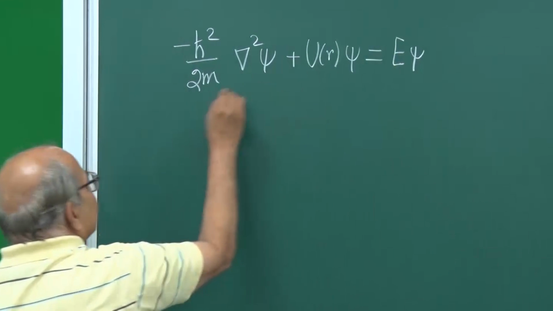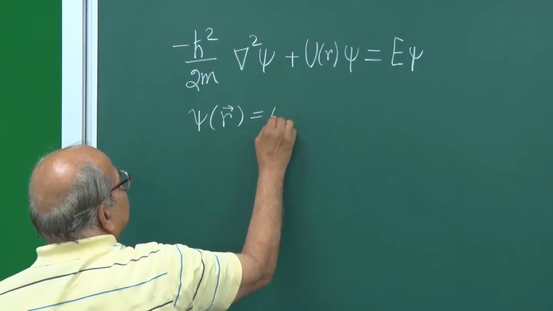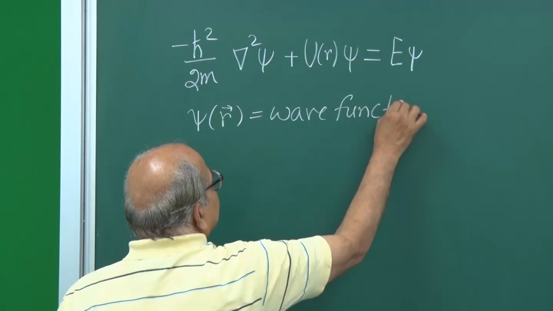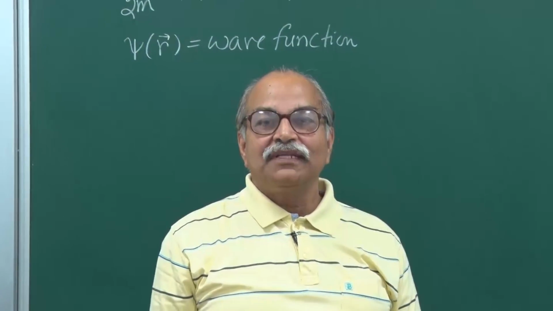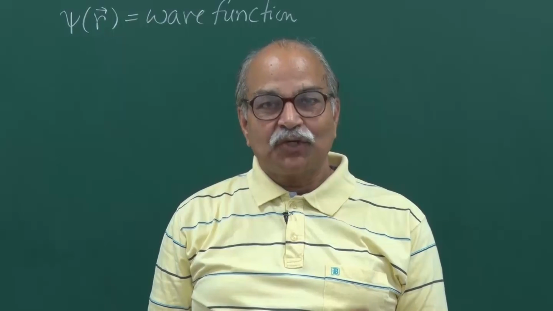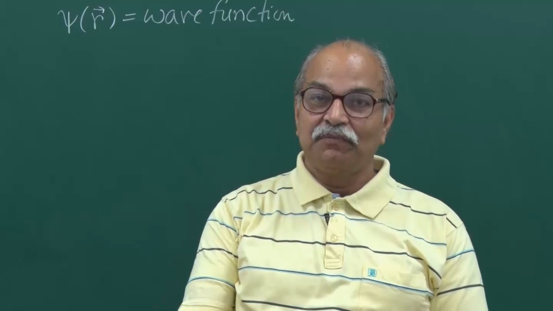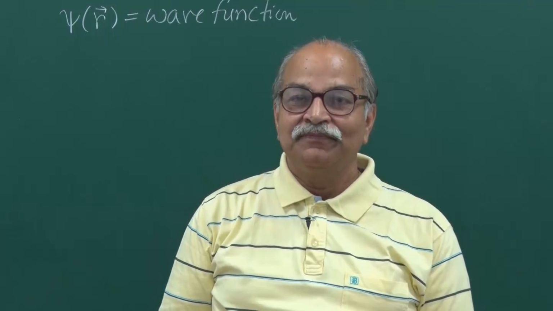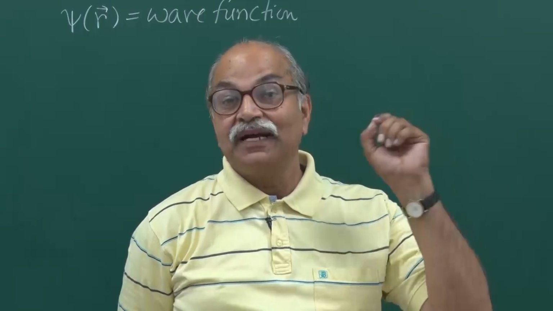E is the energy, and this psi, which is a function of a space point, is called the wave function. And I would like to tell more about what this wave function is. First of all, we are talking of an electron, supposedly a particle having a proper mass, a proper position, a linear momentum, and so on. But for that electron also we have to find this wave function.